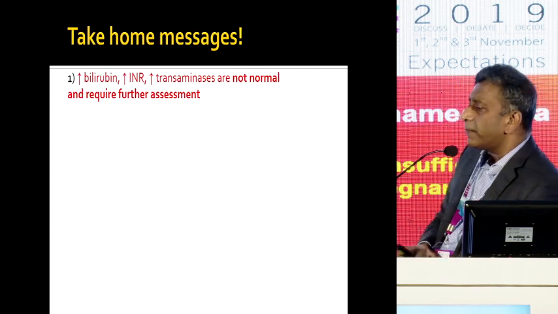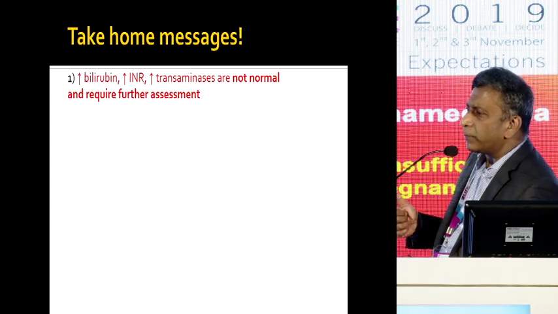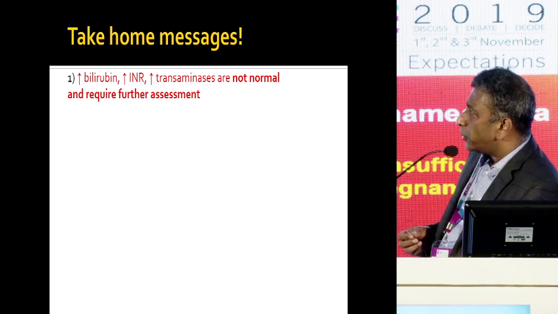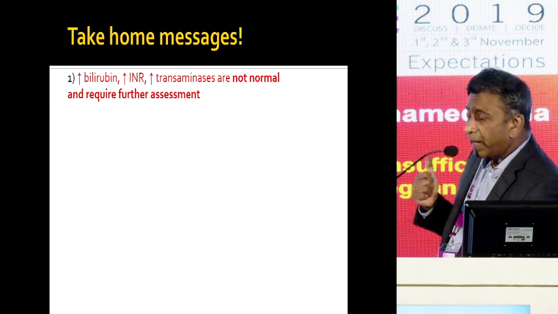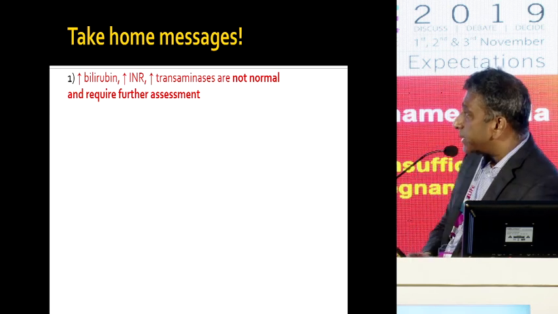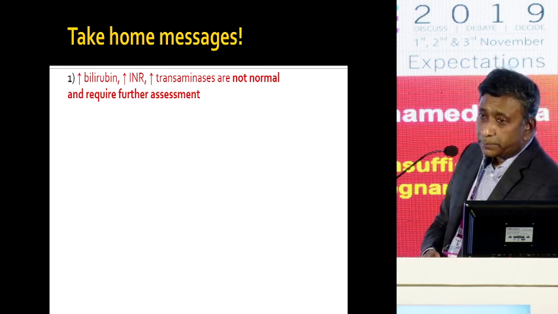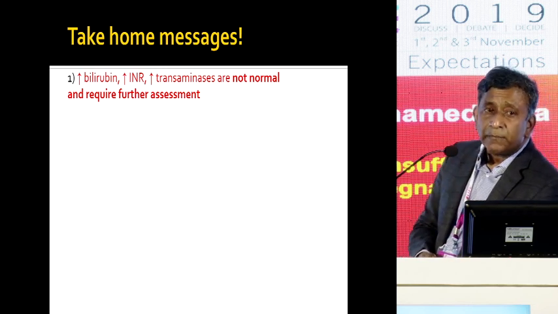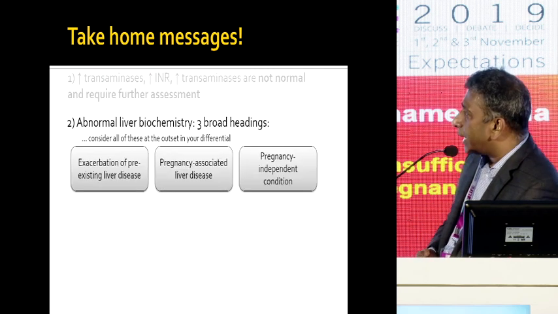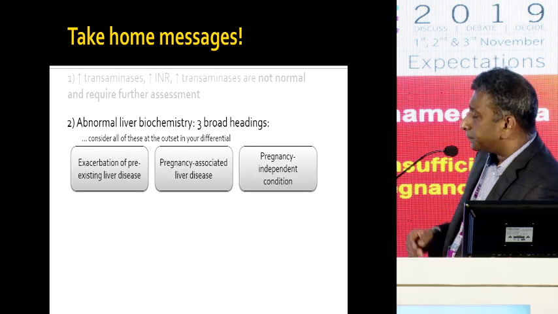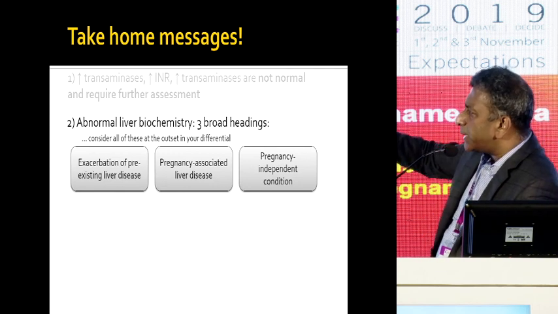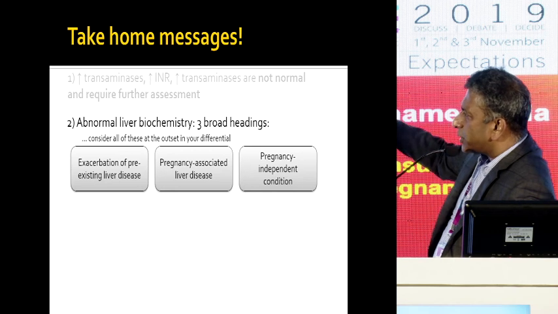So remember, alkaline phosphatase can be abnormal, bilirubin can be low, albumin can be low. But if you have a rise in bilirubin, a rise in INR in the absence of DIC, and a rise in transaminases, it's not normal. You have to investigate them, even if they are marginal increases, because with progression, they can be quite serious.